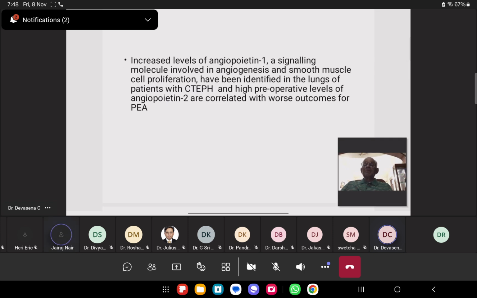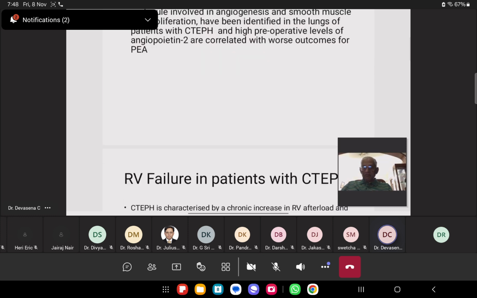Increased levels of angiopoietin-1, a signaling molecule involved in angiogenesis and smooth muscle cell proliferation, have been identified in the lungs of patients with CTEPH, and high preoperative levels of angiopoietin-2 are correlated with worse outcomes of pulmonary endarterectomy.